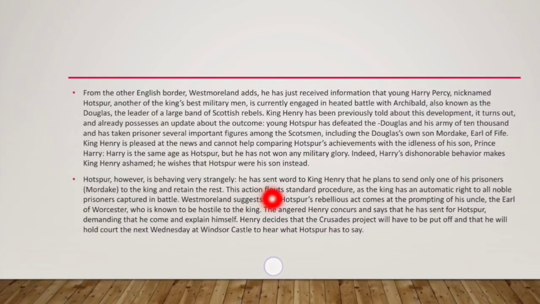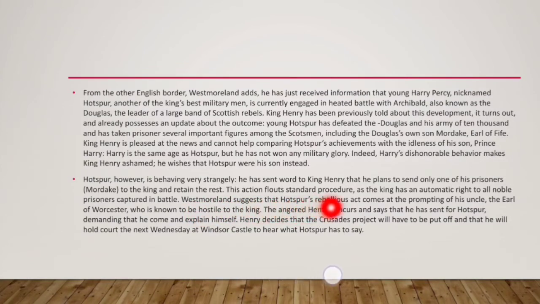Now, this action flouts standard procedure. This goes against standard procedure, as the king has an automatic right to all noble prisoners captured in a battle. Now, the king has all the rights over the prisoners of war or the prisoners of battle, and here Hotspur is not willing to give away the prisoners. Now, this goes against the law of the land.